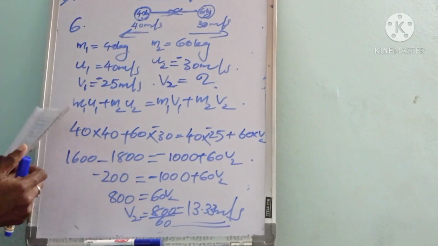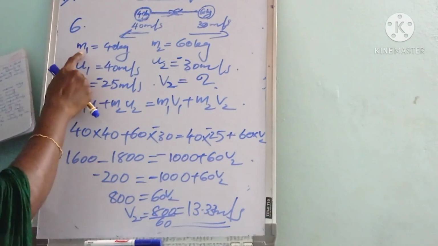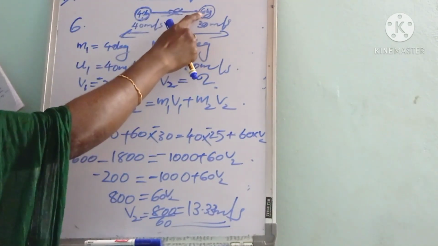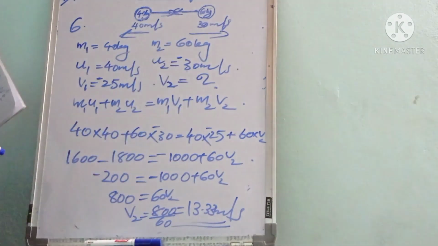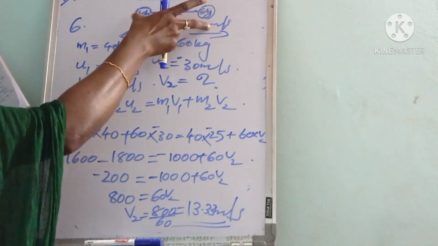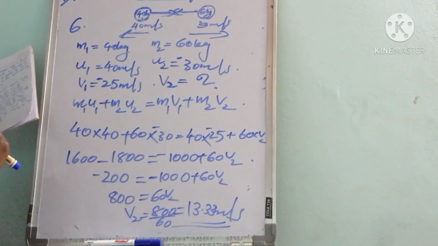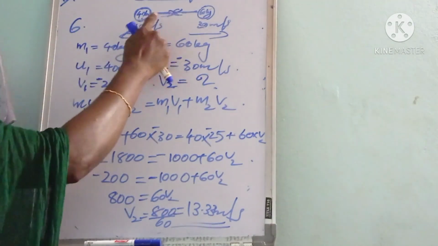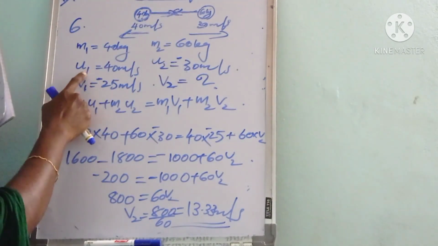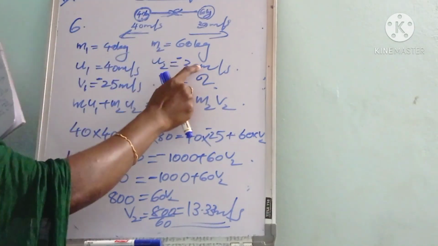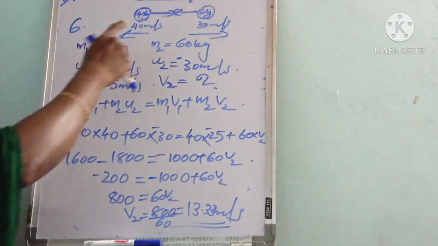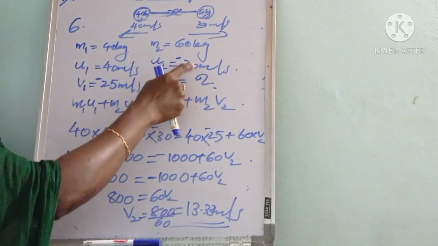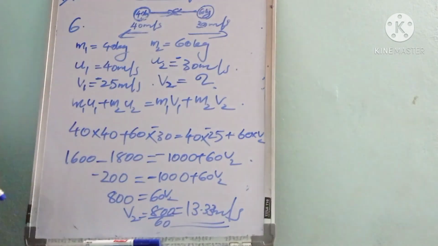Here, two bodies of masses 40 kg, so m1 is 40 kg, and 60 kg, the mass of the second body, m2 equal to 60 kg. These two bodies are moving in opposite directions towards each other, with velocities u1 is 40 meter per second and u2 is 30 meter per second. Because they are moving in opposite directions, we are putting a negative sign, minus 30 meter per second.